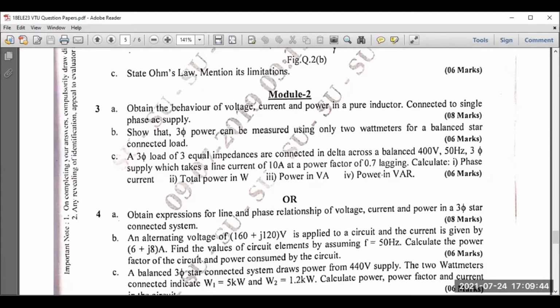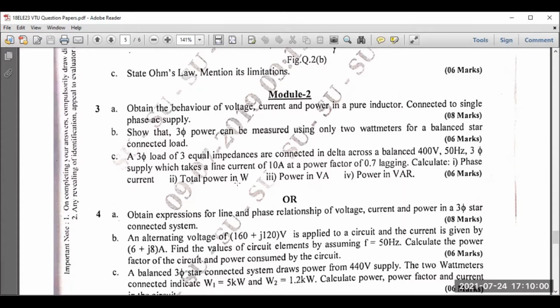In a delta connected system, you can say that line voltage will be equal to phase voltage, but the line current is equal to √3 times phase current. You can calculate the phase current. So line current is given. From that, you can calculate the phase current. Then total power you can calculate.